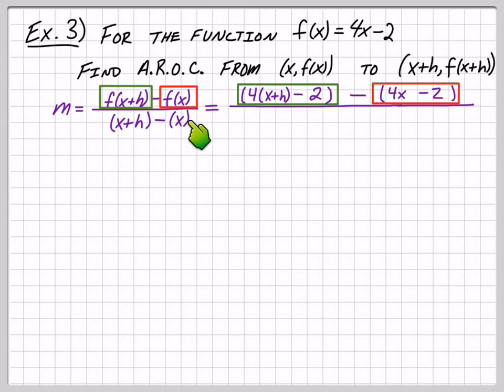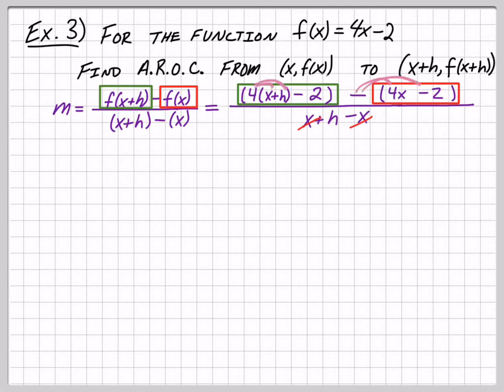We can actually just simplify. These parentheses around the x plus h aren't really helping us anymore. So we just have x plus h minus x. So you'll notice the x and the minus x, those are going to cancel. Let's go ahead and cancel the x and the minus x.